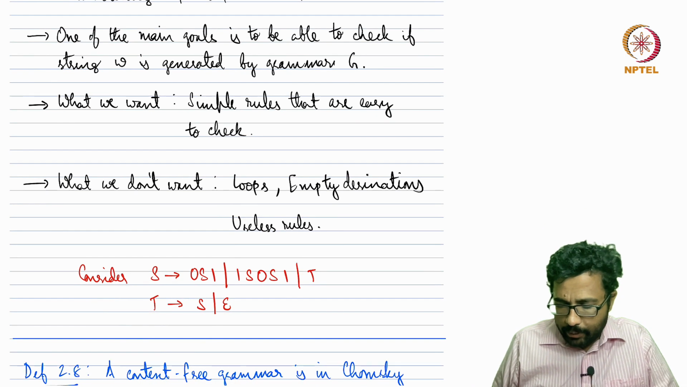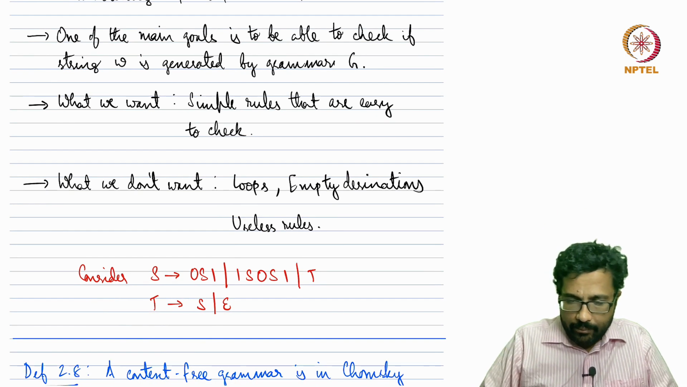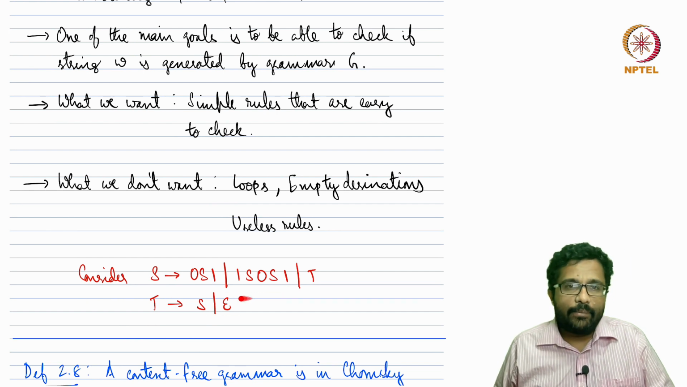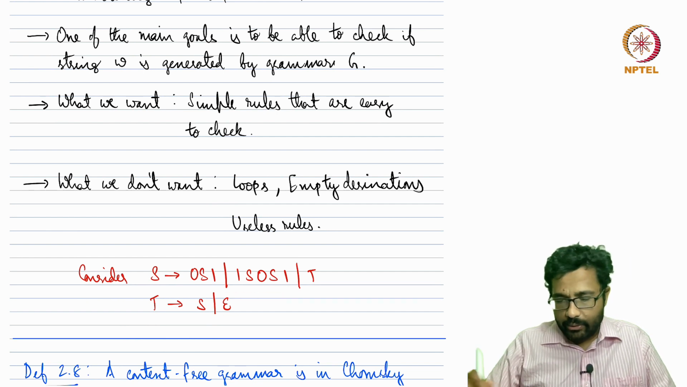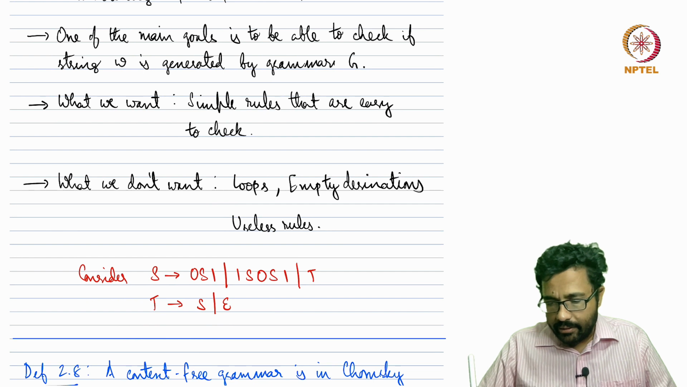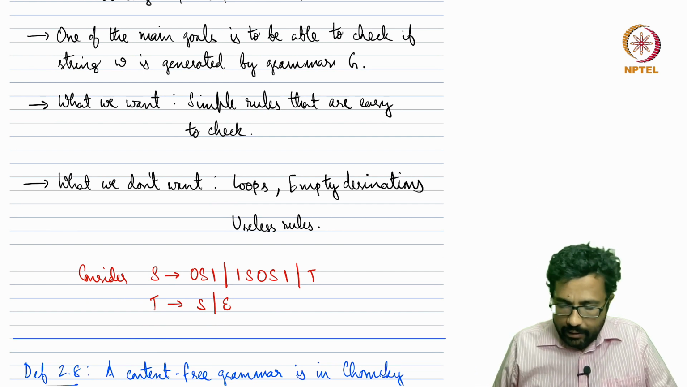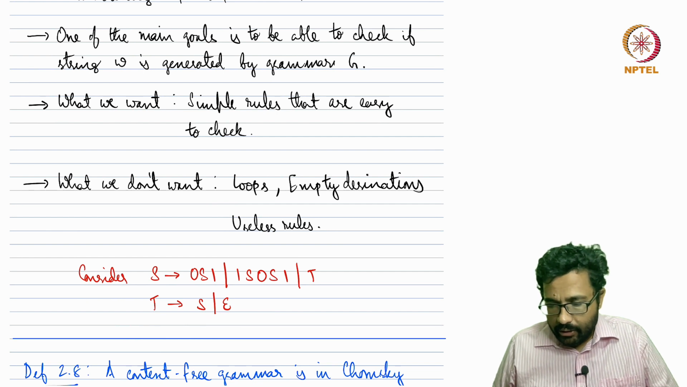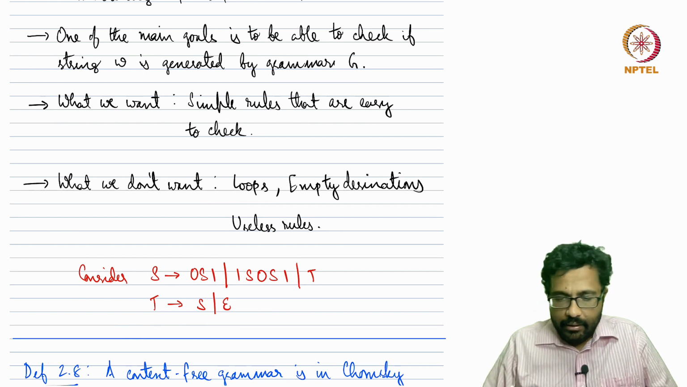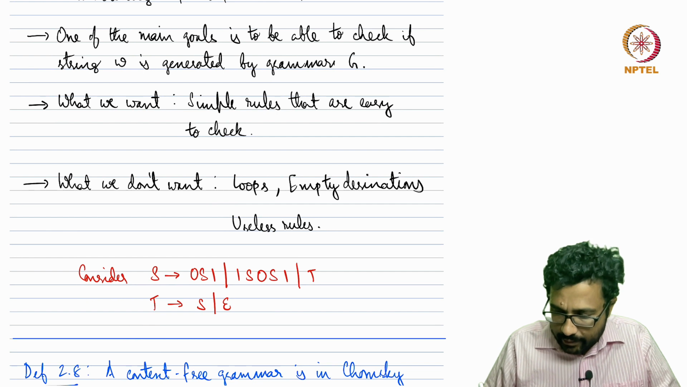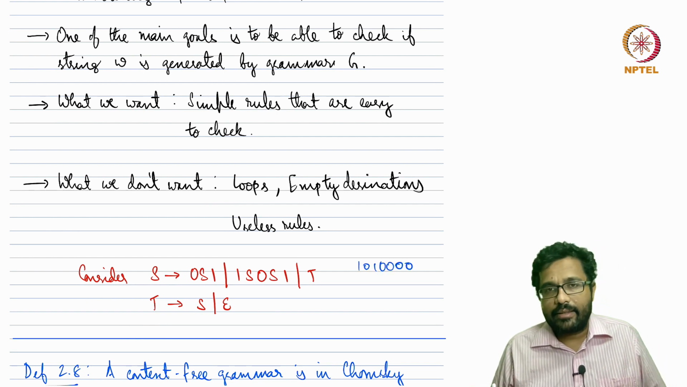Consider this particular context-free grammar at the bottom of the screen. S gives 0 S 1, 1 S 0, and T, three different rules for S, and T gives S or epsilon. There are a couple of issues here. Let's say we get a string, say 1 0 1 0 0 0 something, a string of length 7.